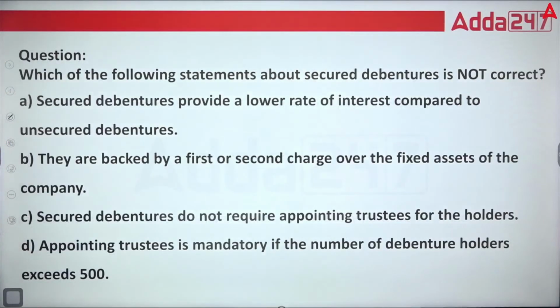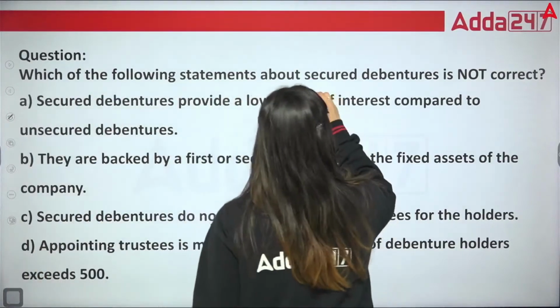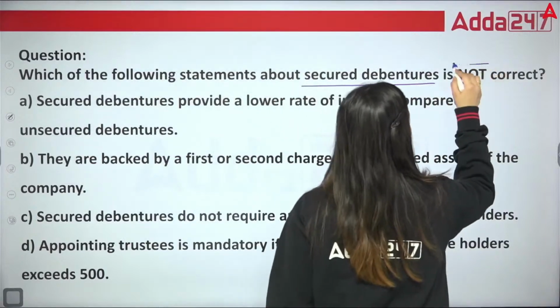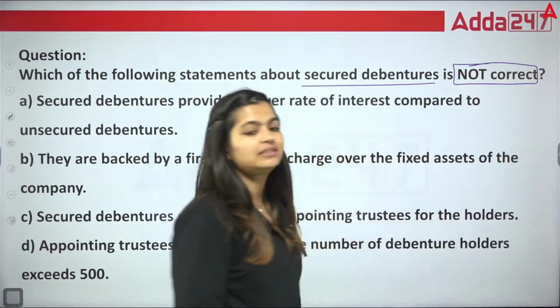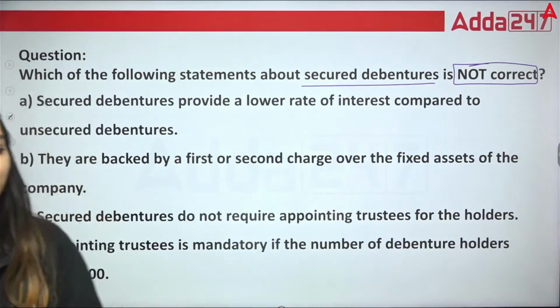Which of the following statements about secured debentures is not correct? In this, they are asking about secured debentures, and that too the not correct option.